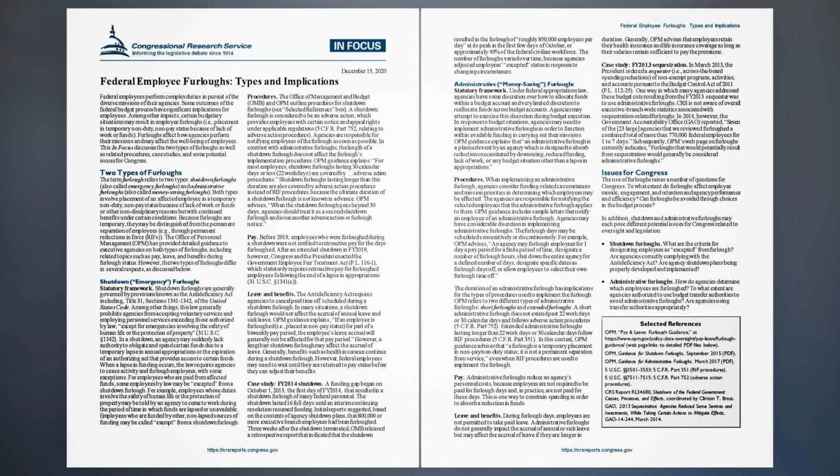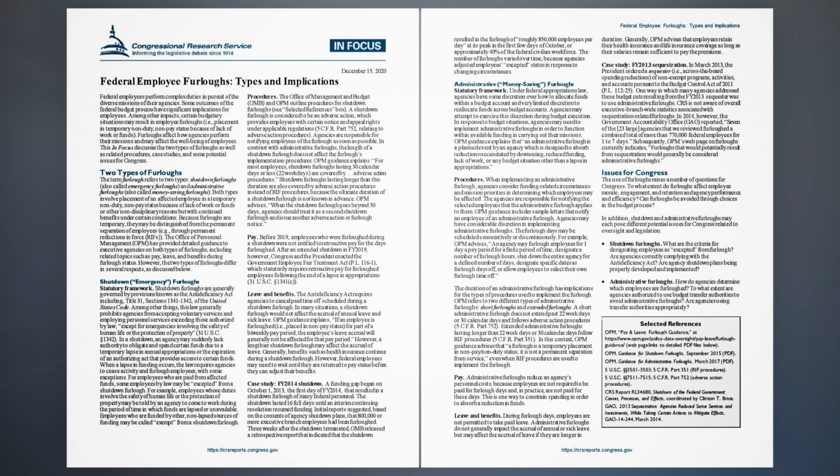3 weeks after the shutdown terminated, OPM released a retrospective report that indicated that the shutdown resulted in the furlough of roughly 850,000 employees per day at its peak in the first few days of October, or approximately 40% of the federal civilian workforce. The number of furloughs varied over time, because agencies adjusted employees' excepted status in response to changing circumstances.